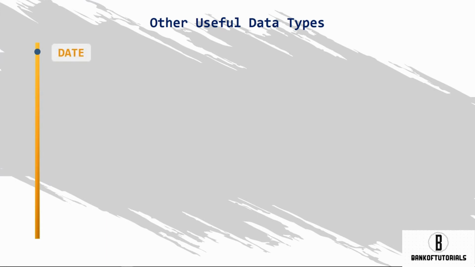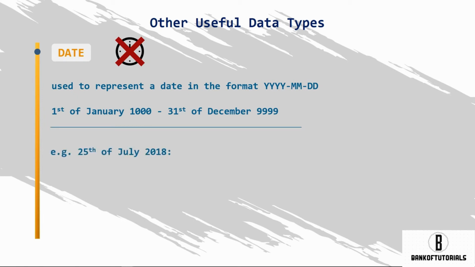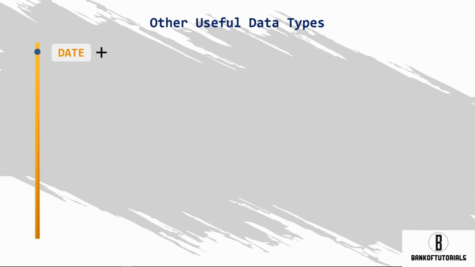Quite intuitively, date is used to represent a date in the format year, month, day, using 4, 2, and 2 digits respectively. Time is not part of this representation, hence the range of date is huge. It is between the 1st of January 1000 and the 31st of December 9999. It seems that this data type is eternal, doesn't it? For example, we could store the 25th of July 2018 in the date format, and it would look like this, 2018-07-25.